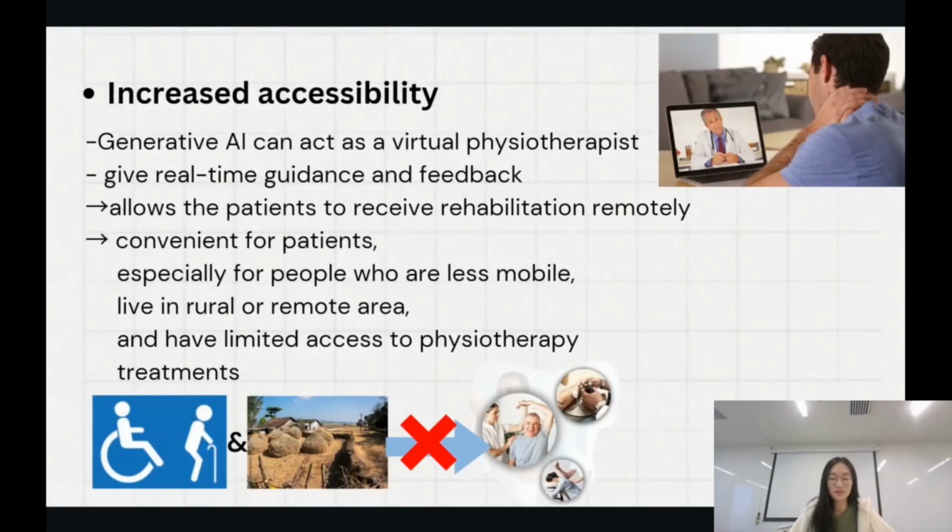Another positive impact is that it can increase accessibility of treatment for the patient, as the patient can undergo rehabilitation everywhere at every time. Generative AI can play the role of a virtual physiotherapist through natural language processing. When the user sends prompts to the AI, it can send the patient real-time guidance and feedback online. It allows the patient to receive rehabilitation remotely without the need to see the physiotherapist face-to-face. It makes the physiotherapy service more accessible to patients who have limited mobility and difficulty in visiting the rehabilitation centers. This could also be useful for patients in rural areas that only have limited access to physiotherapy service. It becomes convenient for the patient to receive treatment.